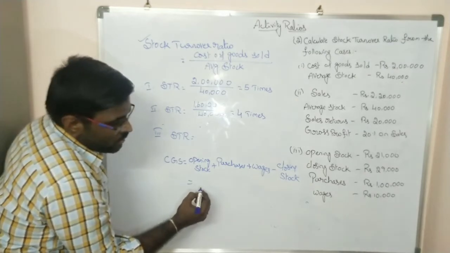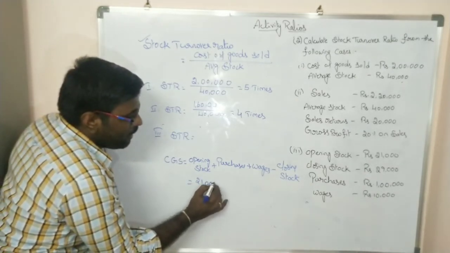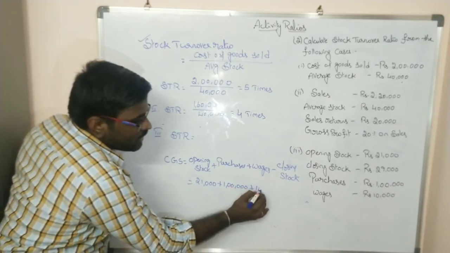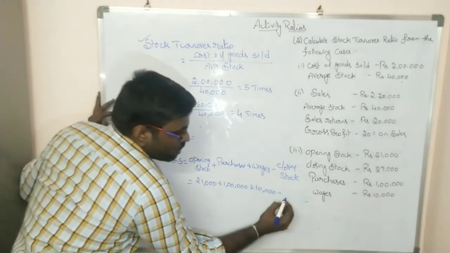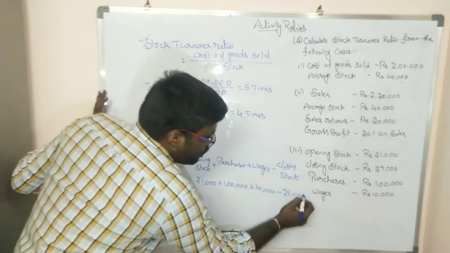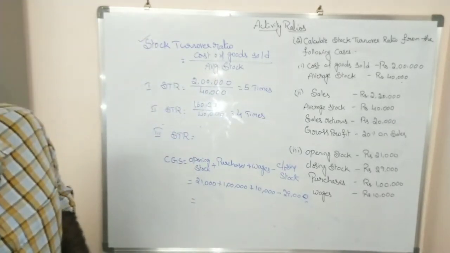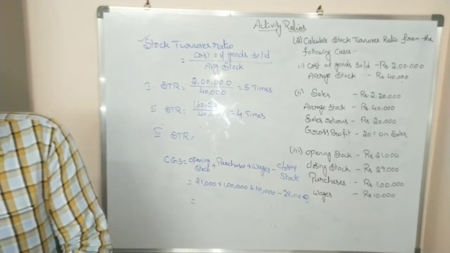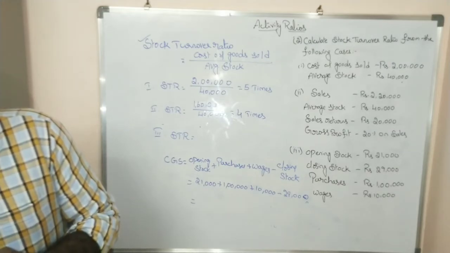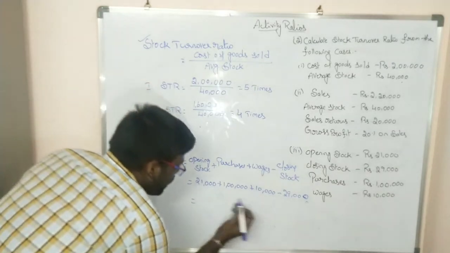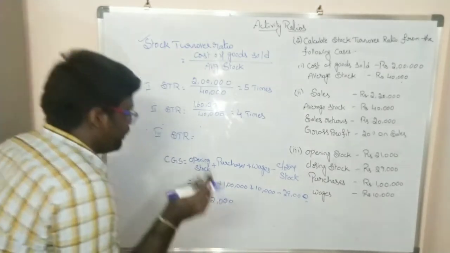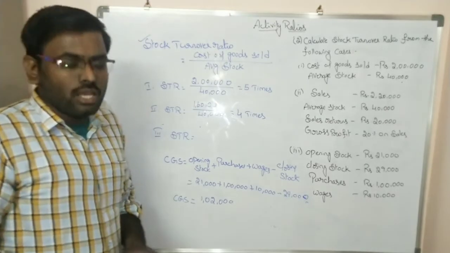So opening stock is 21,000 plus purchases 1 lakh rupees plus wages 10,000 minus closing stock 29,000. So now you will get the cost of goods sold. From all these, add opening stock, purchases and wages and then subtract the closing stock. That will give you 1,02,000 as the cost of goods sold.